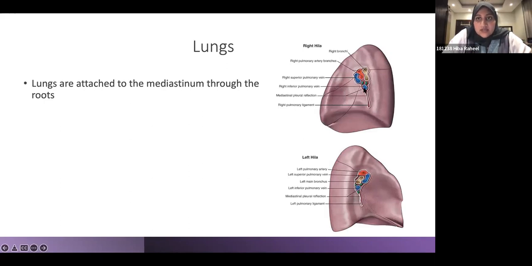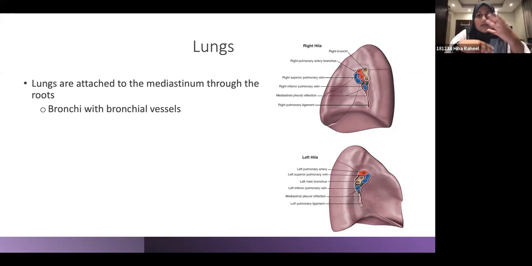Now someone asked me what the hilum is. So here's what the hilum is. The hilum is the entry point for things like bronchi, pulmonary artery, and pulmonary vein to enter into the lungs. That area is called the hilum, and the plural is hila. Lungs are attached to the mediastinum through the roots. The root contains everything that the hilum contains. What does the root of the lung contain? I'll show you what the root of the lungs looks like.